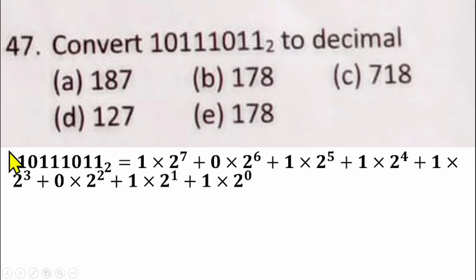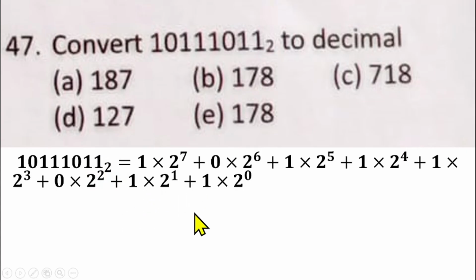So you tag this number 0, 1, 2, 3, 4, 5, 6, 7, and you now expand. So we have 1 times 2 raised to the power 7, plus 0 times 2 raised to the power 6, plus 1 times 2 raised to the power 5, plus 1 times 2 raised to the power 4, plus 1 times 2 raised to the power 3, plus 0 times 2 raised to the power 2, plus 1 times 2 raised to the power 1, plus 1 times 2 raised to the power 0.